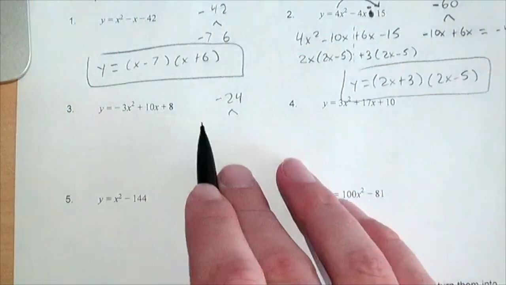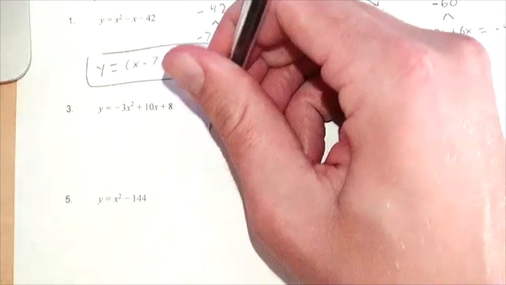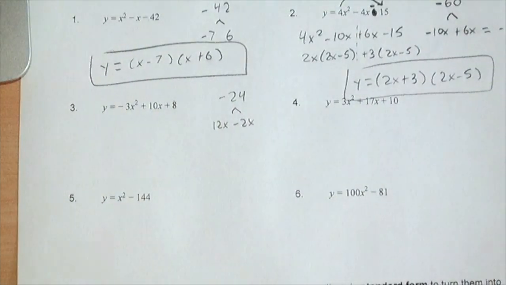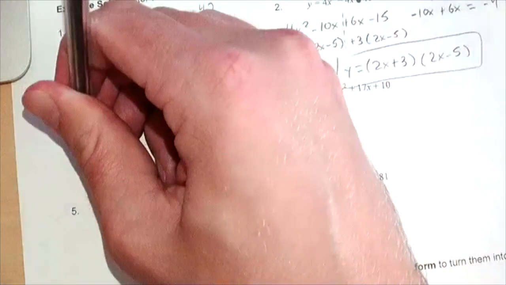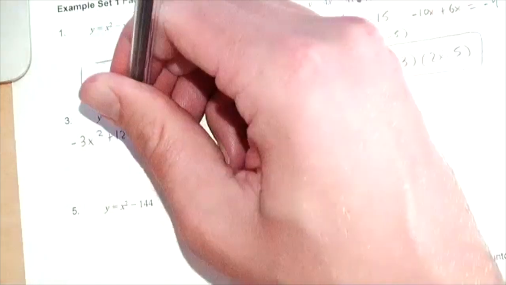Because that middle number is positive, it's going to be a bigger positive number minus a smaller number. So it's 12x and negative 2x. And then we're going to replace the middle with those numbers.